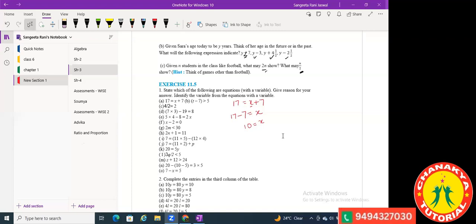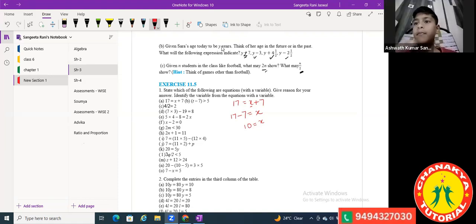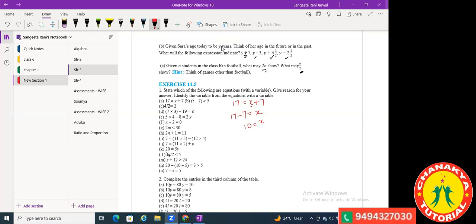Okay. Now see the second one here. Is this an equation? Tell me first. t minus 7 is greater than 5. Is this an equation? No, ma'am. It's not an equation because there is no equal to sign.